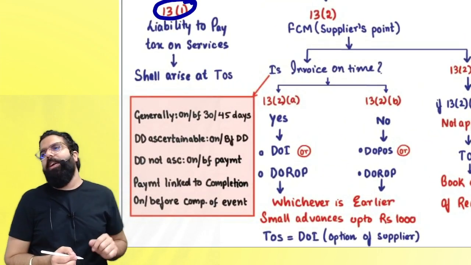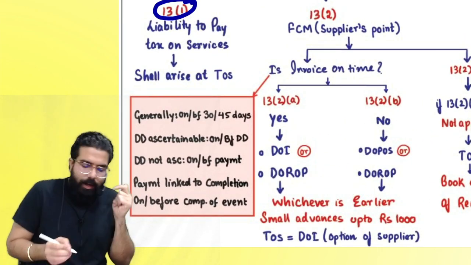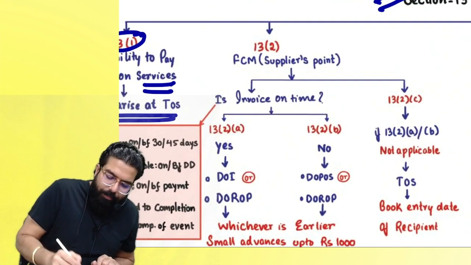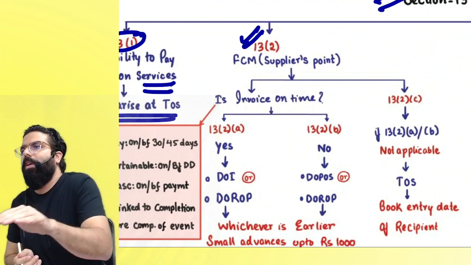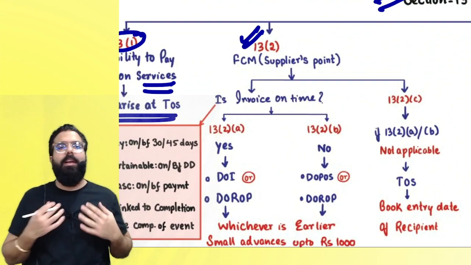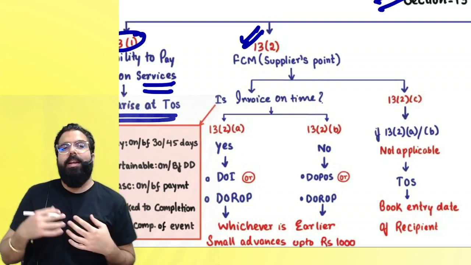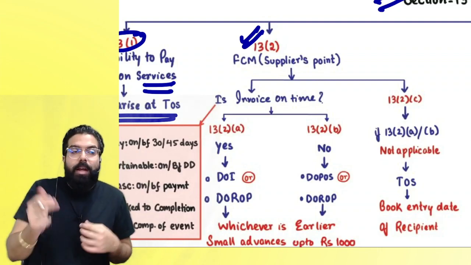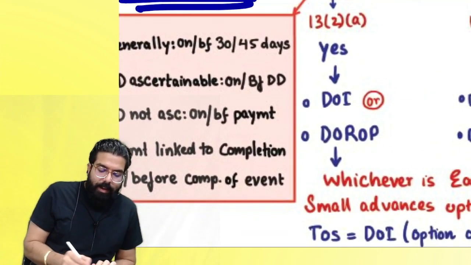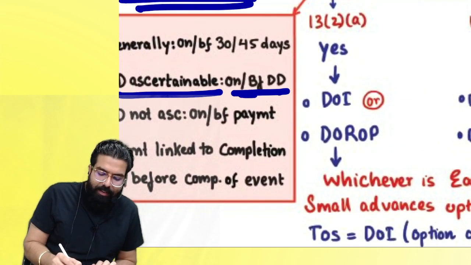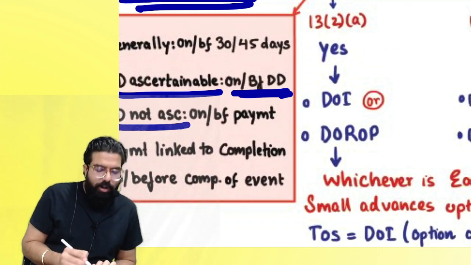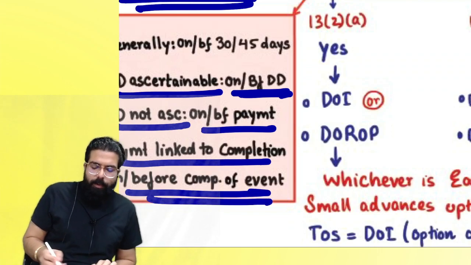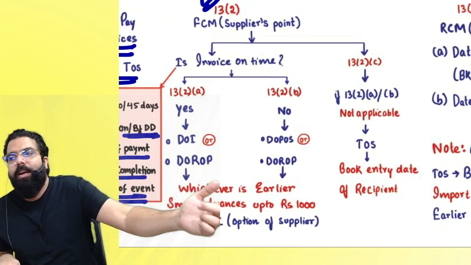Section number 13, one went ahead and told, sir, liability to pay in case of services shall arise at the time of supply. Section 13.2 told if forward charge mechanism is there, when will the supplier of service pay? If he has issued the invoice within 30 days or 45 days, you remember, if it is a continuous supply of service case, if the due date is ascertainable, you should have raised the invoice on or before the due date. Due date is not ascertainable, on or before payment. Payment is linked to completion, on or before completion of the event, you should have raised the invoice.